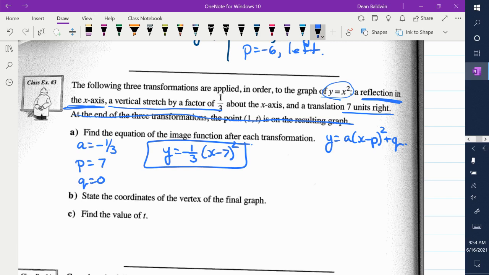What are the coordinates of the vertex? Not negative 7. 7 and 0, right? P and Q. Don't find the value of T. It's just part of the question that they're trying to. Don't worry about it.